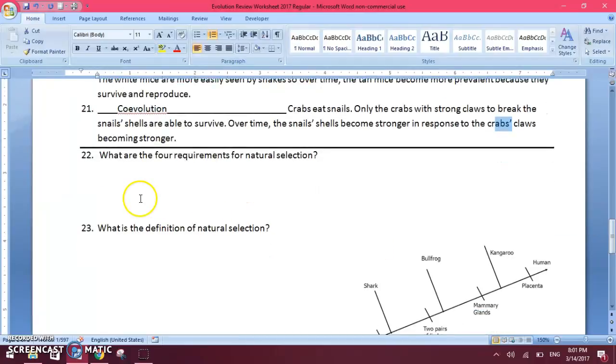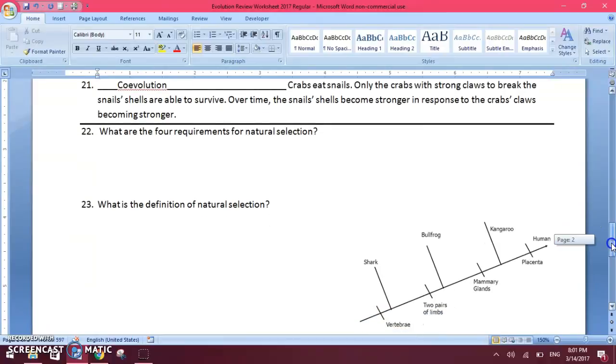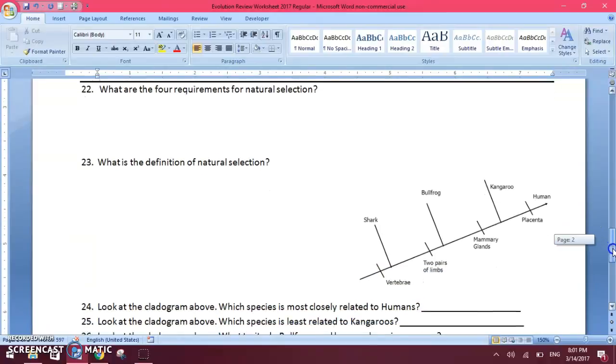All right, 4 requirements for natural selection. These should be in your notes. I'm actually going to skip this one because you guys have different requirements than I taught my students. The ones that I taught my students were overproduction, variation, struggle to survive, and reproduction. But you guys have a little bit different ones, which is totally fine. So I'm just going to have you look on your notes. This question is not going to be on the test, so don't worry about it.